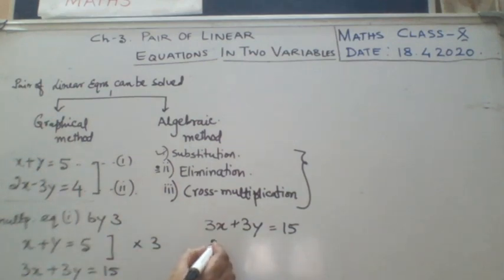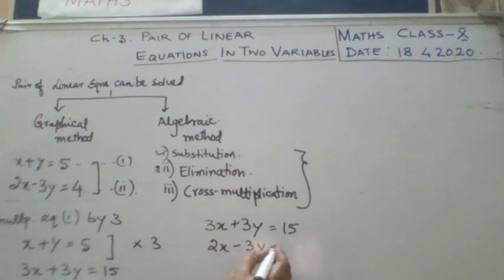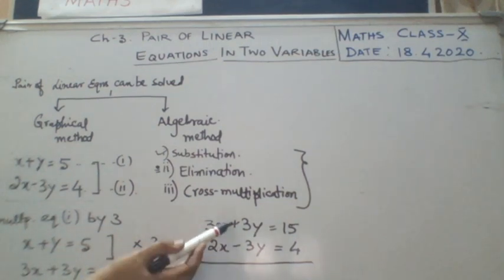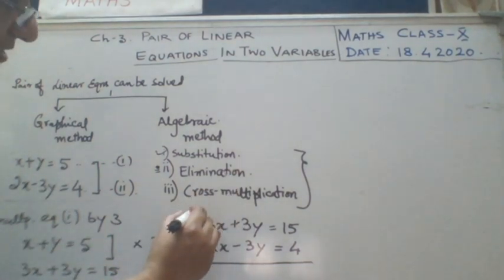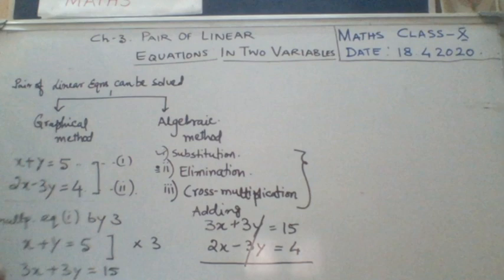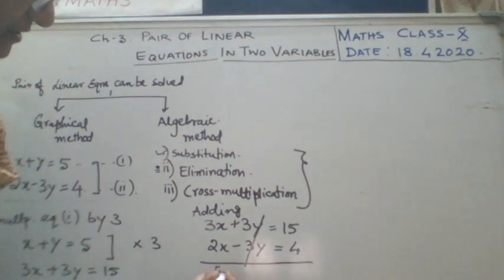Now the other linear equation is 2x minus 3y equal to 4. The coefficient of y here is minus 3 and there it is 3. In order to remove the variable y, we just add these two equations, because the signs are opposite, plus and minus. So adding, this part gets cancelled, and you get 5x equal to 19.